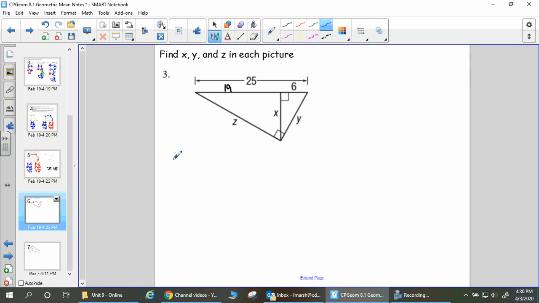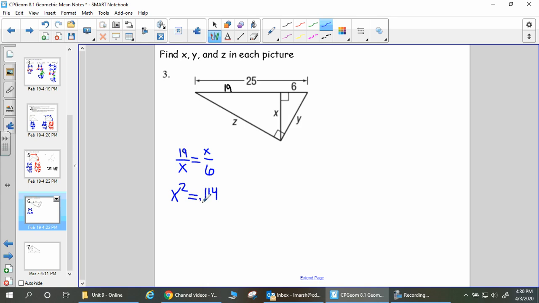If you want to do that, you can obviously pause the video, do it first, and then let it play through for the check. So if I'm going to start with letter X, I notice that letter X is on my altitude. So that means I use the 2 individual pieces. So I'm going to have 19 over X, and I'm going to have X over 6. So X squared is going to equal 114.